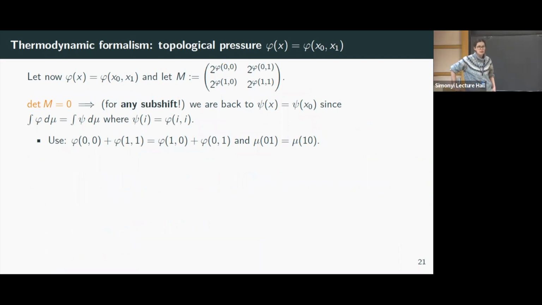So let's complicate the situation a little bit. Let's consider a potential that depends on two coordinates. Let me comment first. With each such potential, we associate the following matrix given by the values of the potential. And there are two possibilities. The first one is when the determinant of this matrix is 0. Then it turns out that for any subshift, you are back to the previous case. This is a fairly easy observation. You define psi of i as phi of ii, and then you use the following relations. That's it. So this is not interesting.